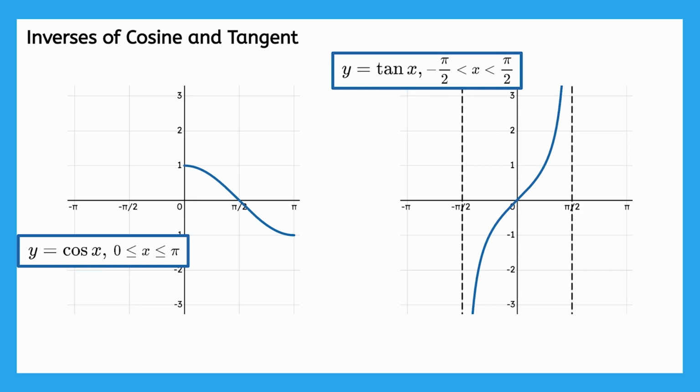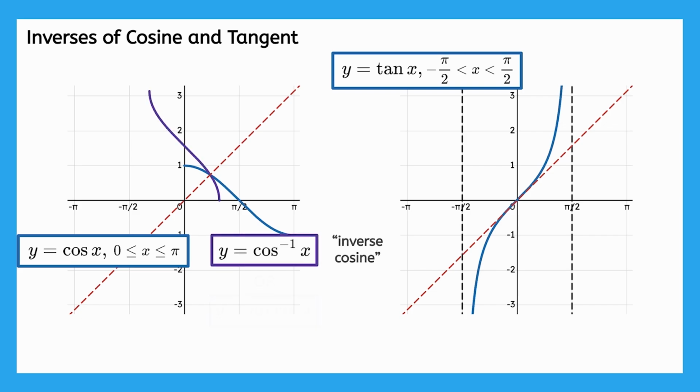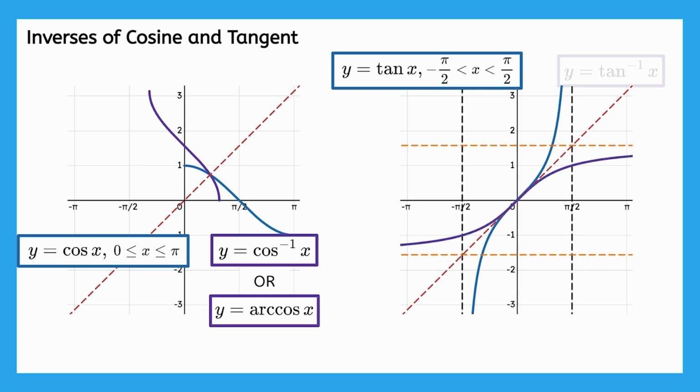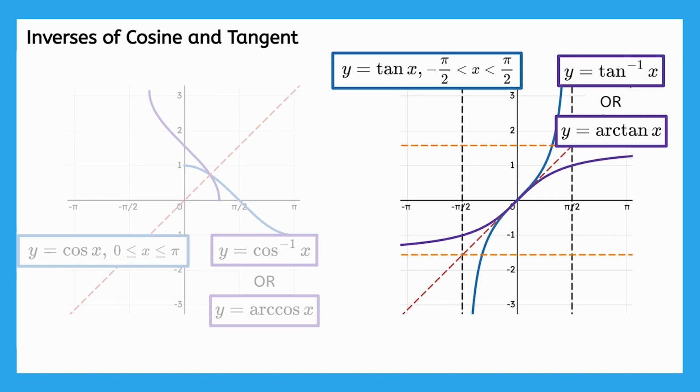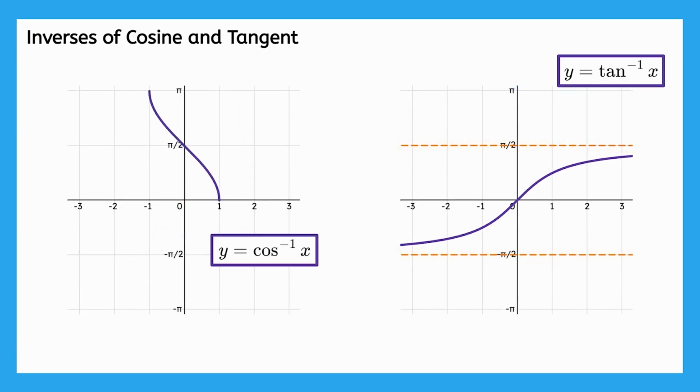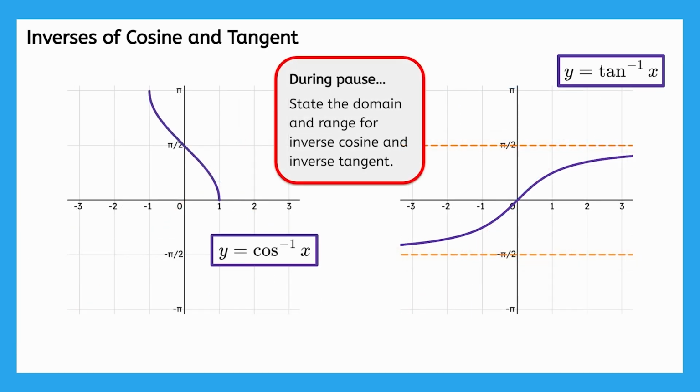Now let's find the inverses. Reflecting these graphs over the line y equals x, we get the graph of inverse cosine, also known as arc cosine, and the graph of inverse tangent, also known as arctangent. Notice how the vertical asymptotes of the tangent function become horizontal asymptotes of the inverse tangent function at y equals pi over 2 and y equals negative pi over 2. On your own, state the domain and range for inverse cosine and for inverse tangent. Pause the video to do so now.